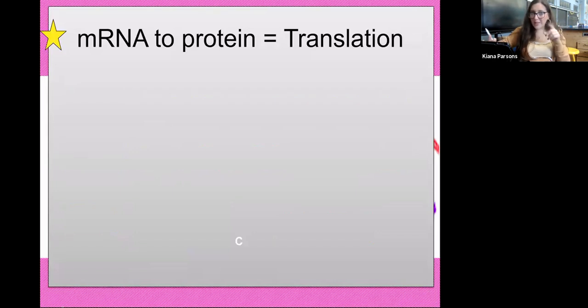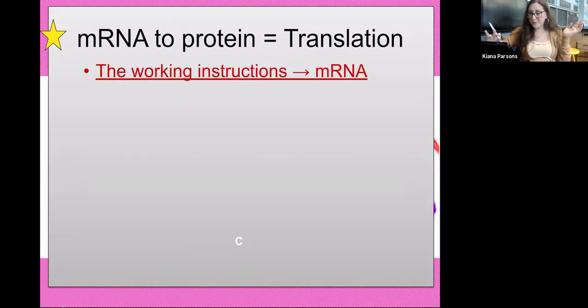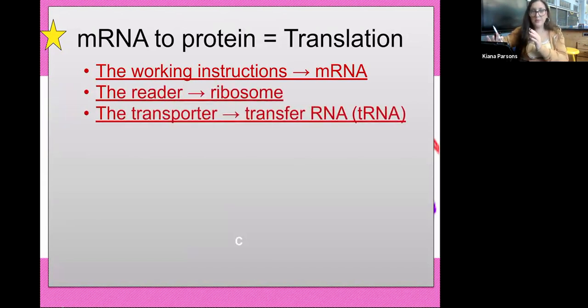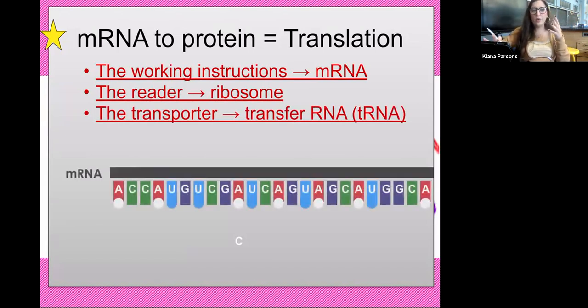I warned you it was complicated. So mRNA to protein, that is translation, which is the process that we just talked about. The working instructions are the mRNA, and these are notes that you're copying on your paper. So it says the working instructions equals mRNA. The reader equals the ribosome, and the transporter is this transfer RNA. It might help: tRNA is the transporter.